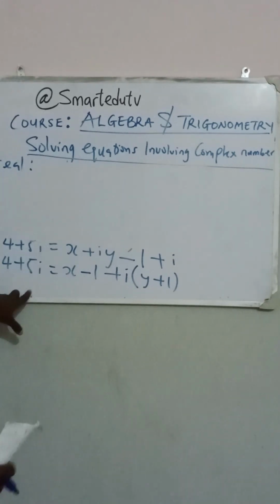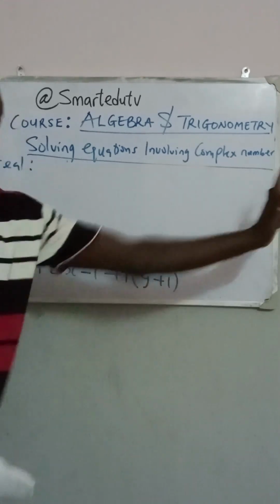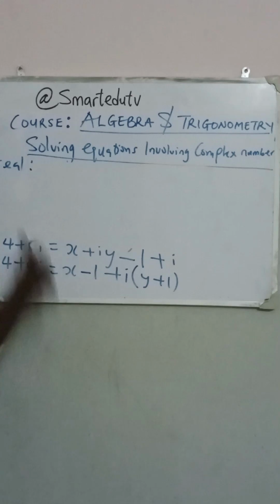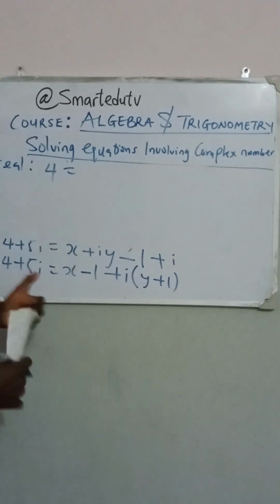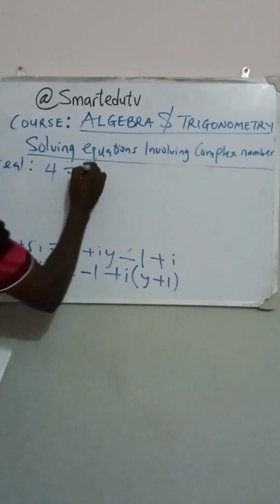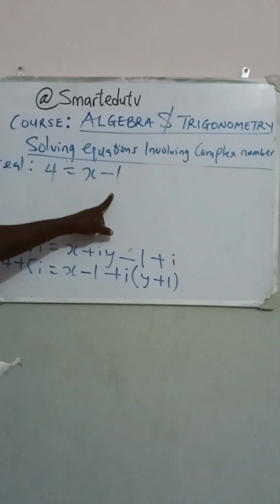Let's start with the left hand side. This is the left hand side before the equal to, and after the equal to, I have the right hand side. On the left hand side, what part is not containing i? Only 4 doesn't contain i. I'm having 4 equal to. On the right hand side, what part is not containing i? I'm having x minus 1. So 4 equals x minus 1.